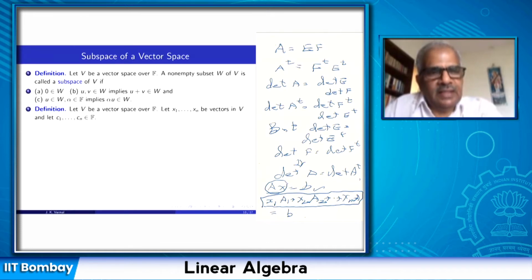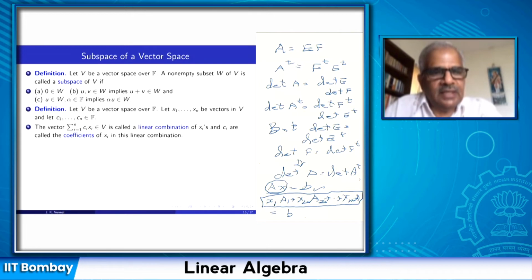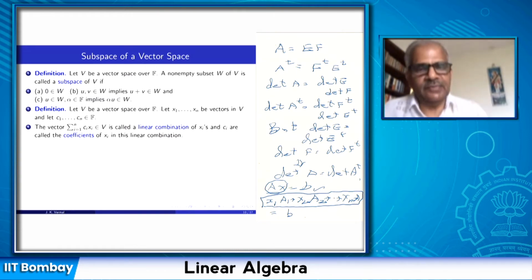Now we have come across many subspaces already in the list of examples that I gave you. Take a vector space, and suppose x1 up to xn are vectors in V and the ci's are scalars. Then I look at ci xi, that is, a scalar multiple of xi, and add these vectors. This is called a linear combination of the xi's, and the ci's are called the coefficients of xi in this linear combination. So imagine an abstract vector space. I take finitely many elements, which we call vectors, and we can form a linear combination. The coefficients are scalars.